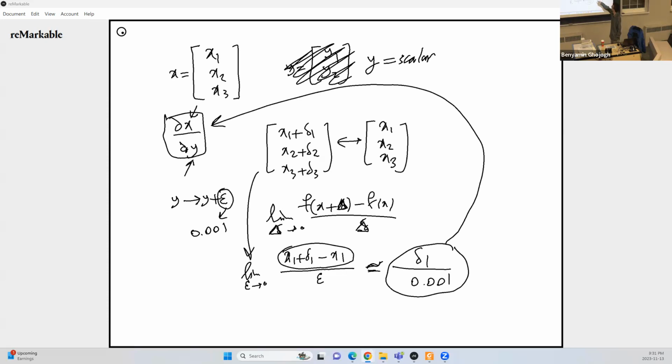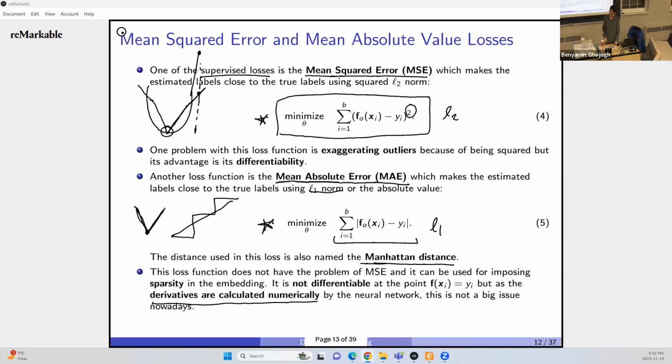Now also you can calculate the same if y is also a vector. If x is a vector and y is a vector, the derivative of x with respect to y becomes a matrix, right? So this is how they usually calculate the derivatives numerically in neural networks. As a result, not being smooth is not a big issue usually in neural networks, okay?